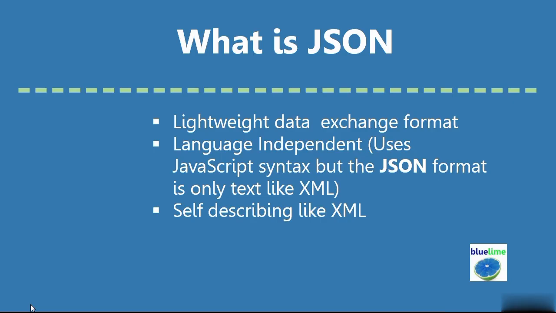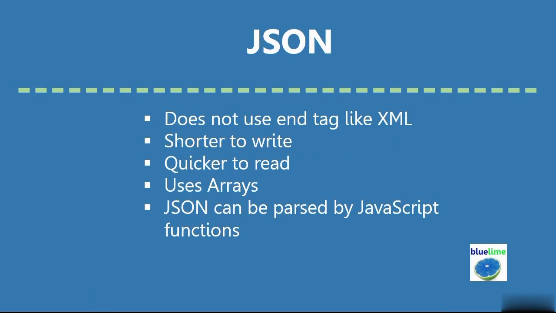It behaves in a similar way to XML, but it is a lot easier than XML in that the code you write is a lot shorter than XML. JSON also has similarities to XML in that it is self-describing. Self-describing means that it is easy for humans to read a JSON code. JSON, unlike XML, does not use an end tag. JSON is shorter to write. It is also quicker to read.